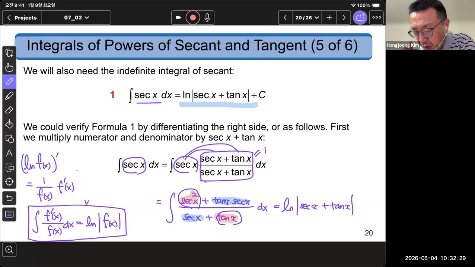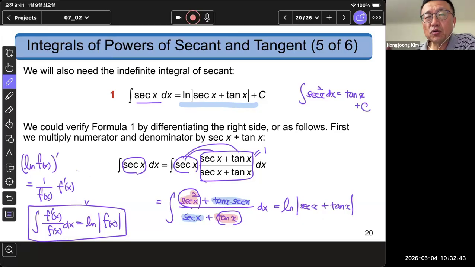And of course, if you have secant x squared, then the integral is simply tangent x, because when you differentiate tangent x, you get secant x squared. So you can integrate in this way. For higher powers, please think about it.